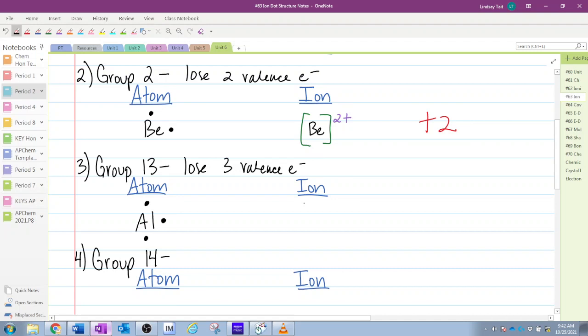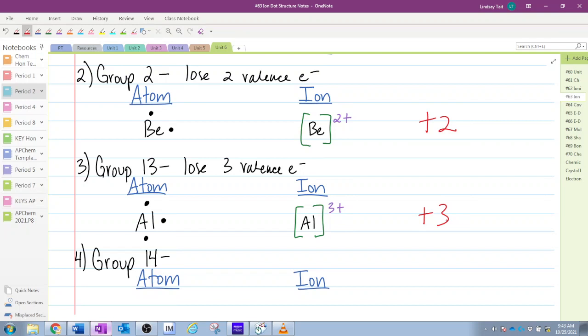And so writing that ion dot symbol. Step 1, symbol. Step 2, dots. No dots. Step 3, brackets. Step 4, charge. I lost 3, so that means now with 3 less electrons, there's 3 more protons. That's a positive 3 charge, which we can now generalize to elements forming ions in group 13.